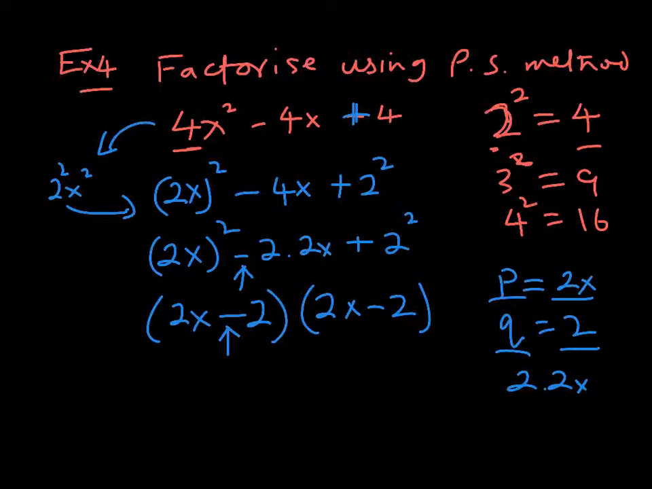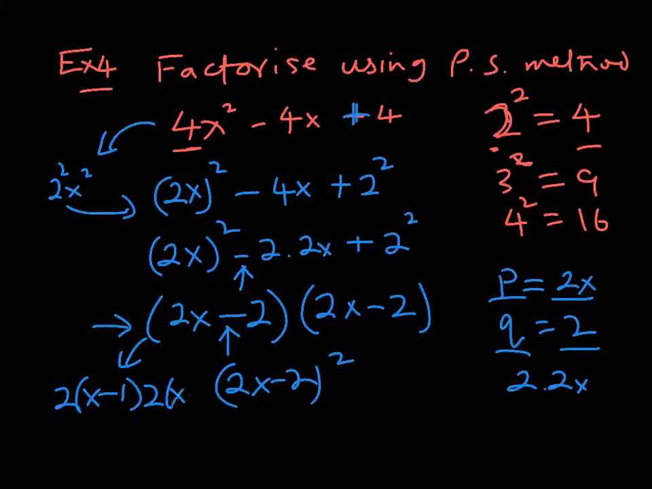So what is the next thing to do? Combine them together. So that's going to be 2x minus 2 squared. But we see that this is not completely factorized. So what can we do? At this step of 2x minus 2, we can factor out 2. So this is going to be 2 into x minus 1, and then 2 into x minus 1.